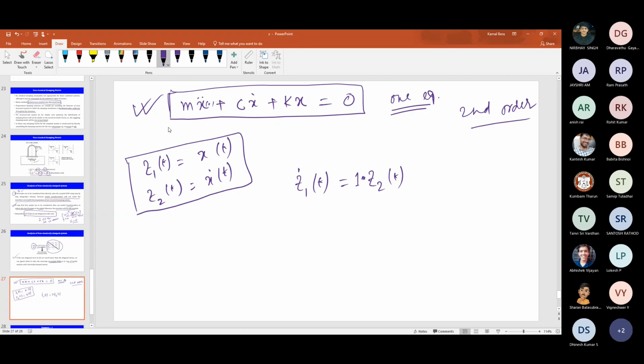Now substitute this in the equation and write it in terms of z1 and z2. Tell me what you are getting in terms of z2 of t, and what is on the right-hand side, z2 dot of t.